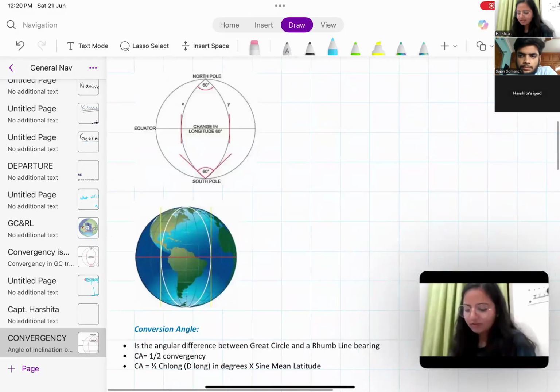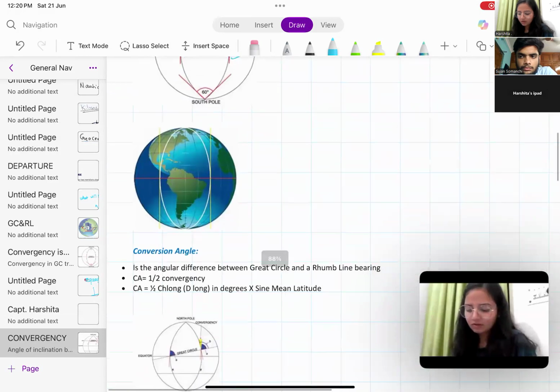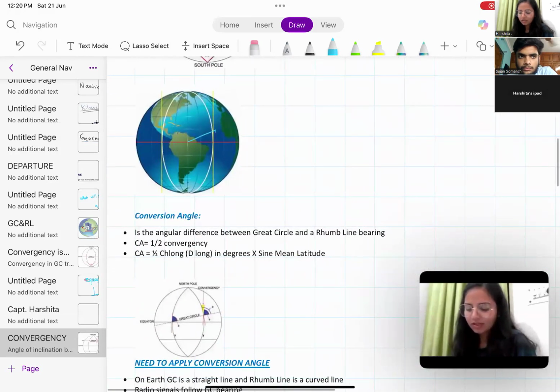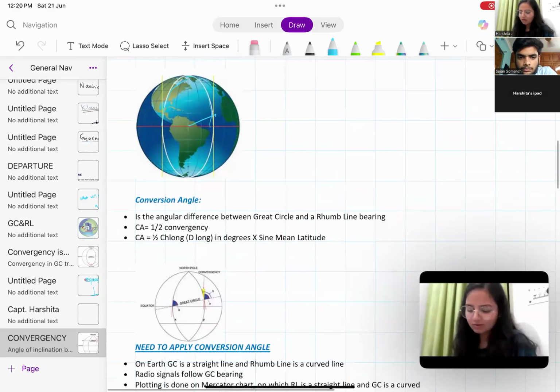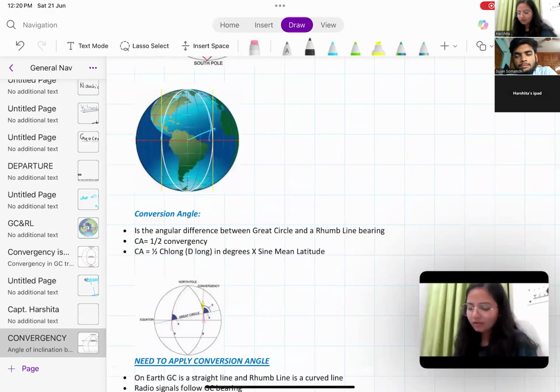We discussed this last time. At the equator, we have zero convergency, since the meridians are parallel there. And this was another diagram for convergency, that all of the meridians are converging at the poles. Today, what we had to study was the conversion angle.